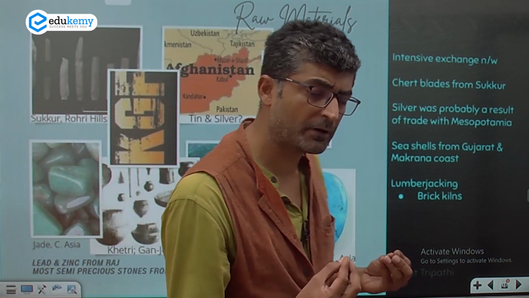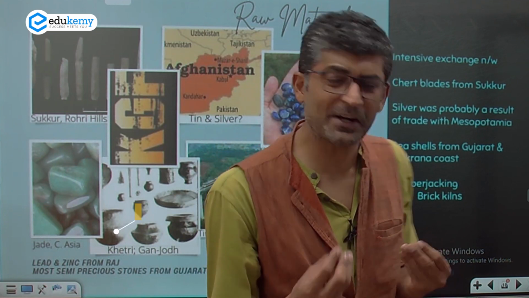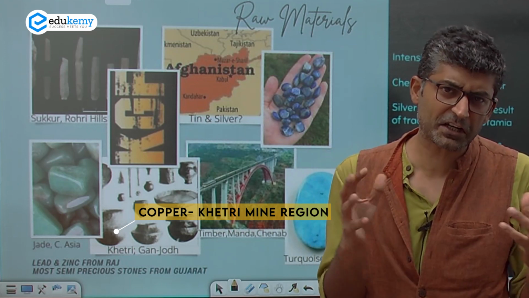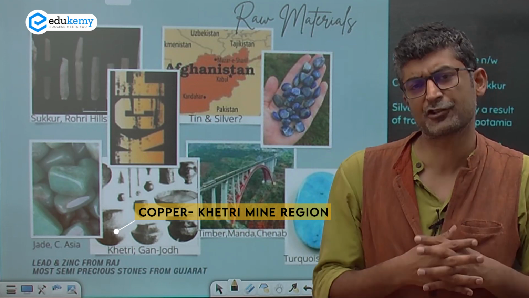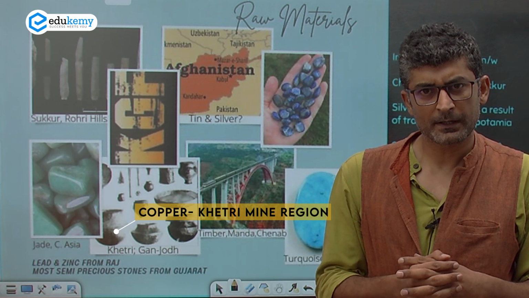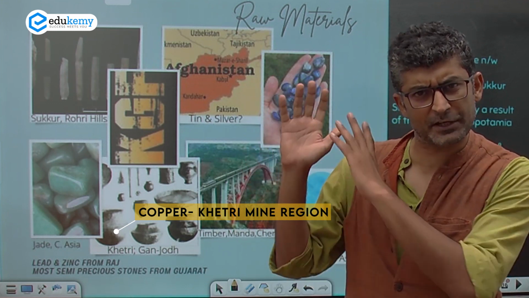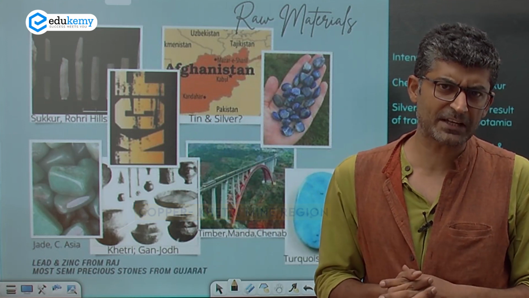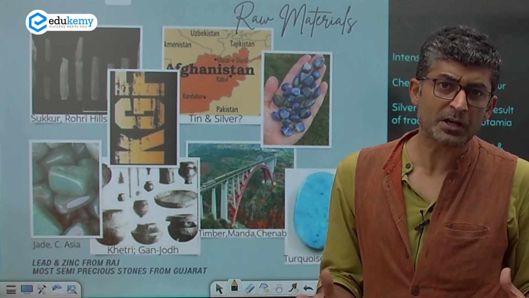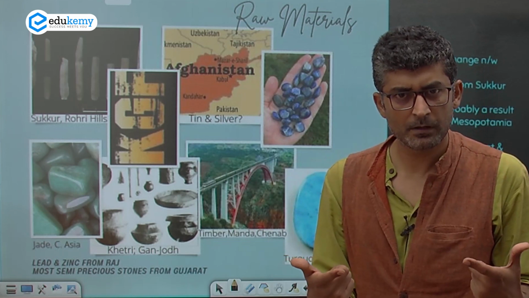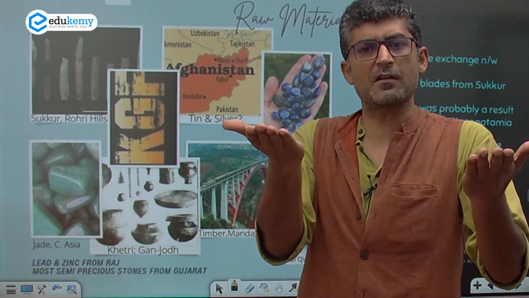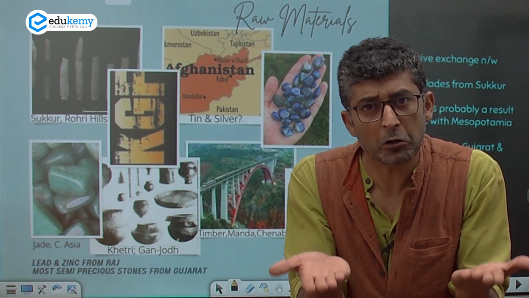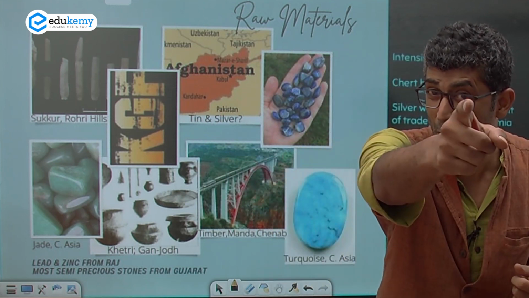For their copper, they went to the Khetri mine region. This is where the entire Ganeshwar Jodhpura culture was present, which was still in their Neolithic Chalcolithic stage, while the Harappans, because of their trade, managed to evolve and become urban. Although they are not specifically Bronze Age, if you see.